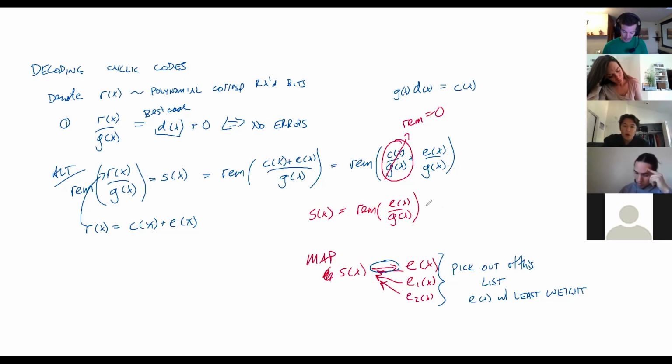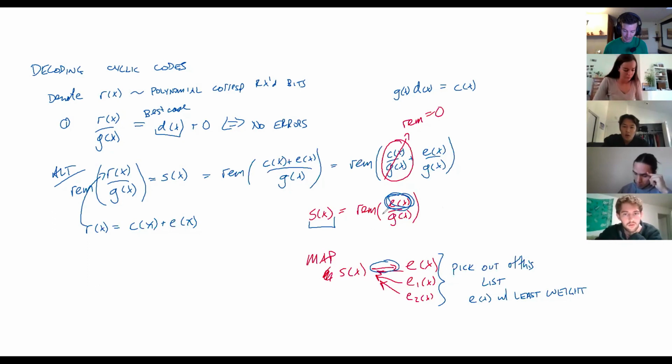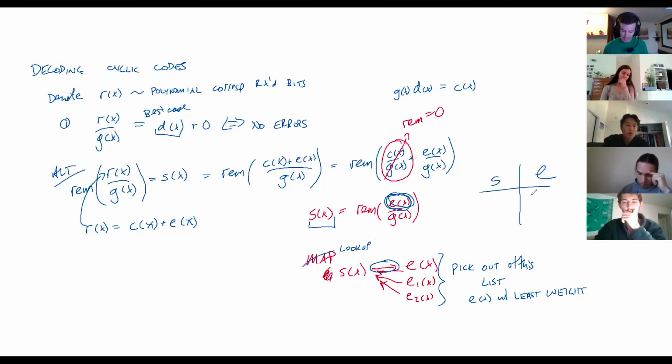So I guess what I'm trying to say is, for a given polynomial here, there are many polynomials that you could put up here where this relationship holds true. When you're building your lookup table between S and E, only pick the E's with the least number of 1s for any given S. Okay, and then you have a maximum likelihood decoder.